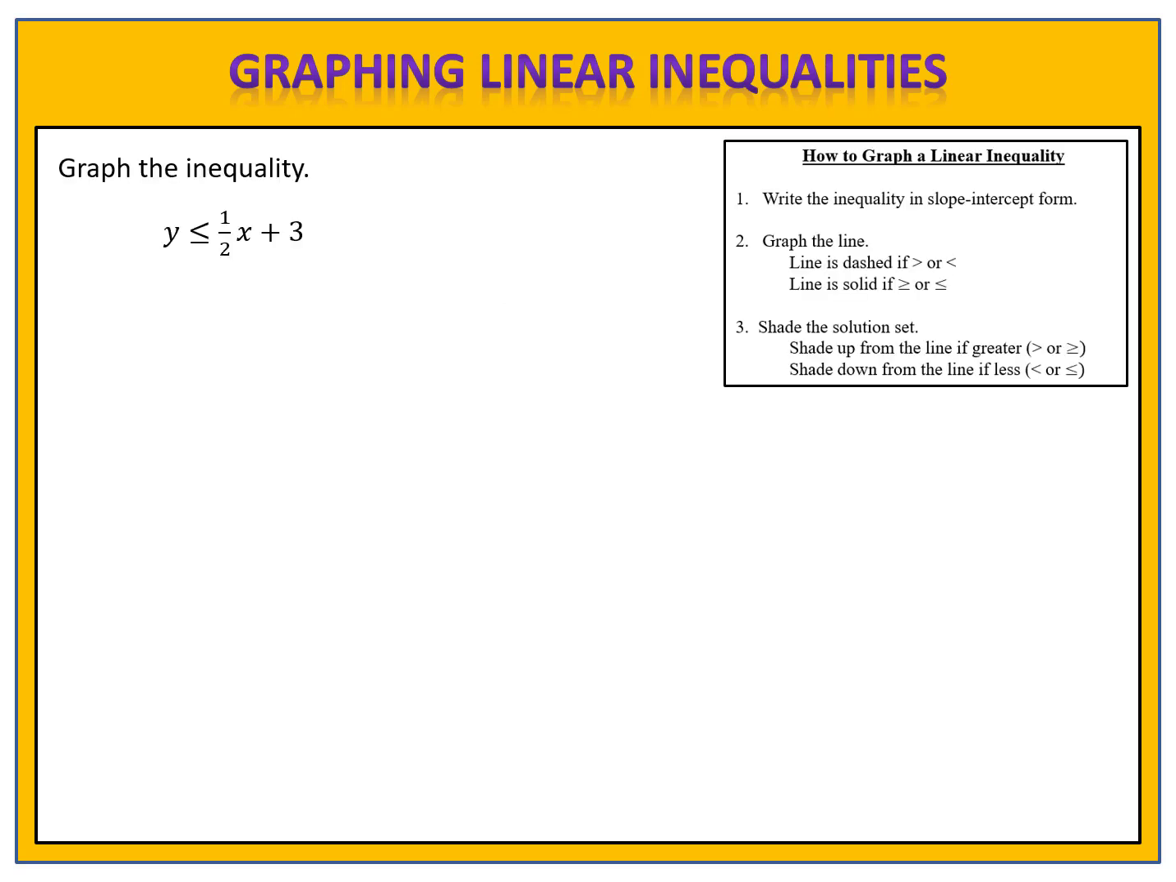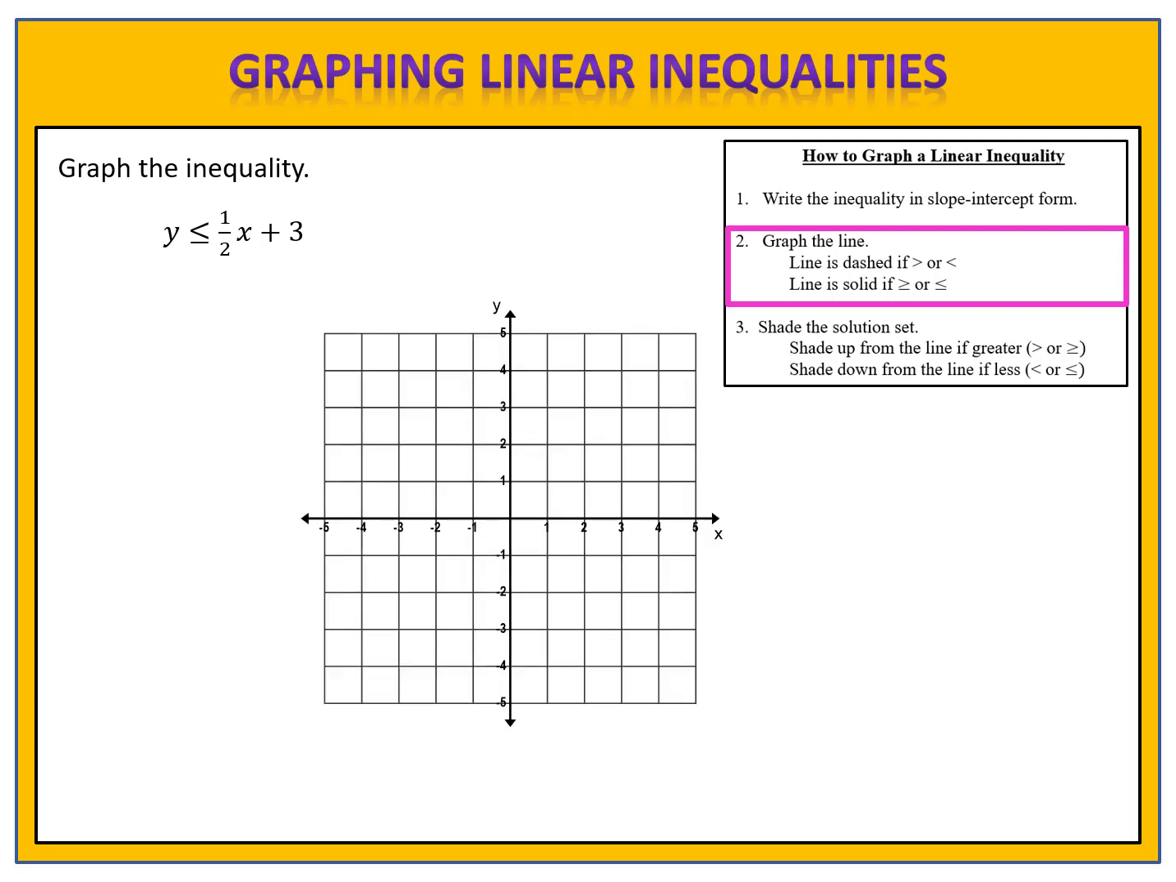In our first exercise, we want to graph the inequality y is less than or equal to 1/2 x plus 3. The first step is to write the inequality in slope-intercept form. That's already done, so we're ready to move on to step 2. Step 2 is to graph the line. We have the line y equals 1/2 x plus 3. The y-intercept is at 3, and the slope is 1/2, which allows us to plot additional points. Now we have to determine whether the line will be solid or dashed. We look at the inequality symbol. We have less than or equal to. Whenever we have an equal to in our symbol, we have a solid line. And so we draw a solid line through the points.